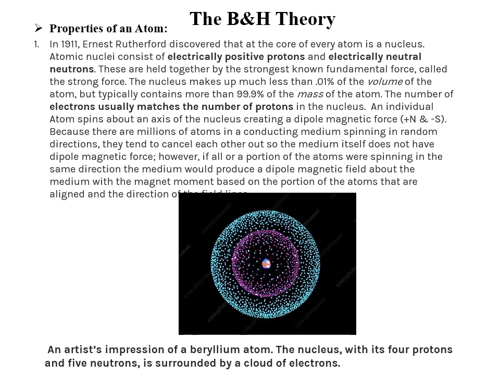All right, so here's an artist's rendition of a beryllium atom. Okay, the nucleus with its 4 protons and 5 neutrons is surrounded by a cloud of electrons. Okay, because what we're looking at here is an inner and outer sphere where these electrons are revolving around the nucleus. Okay, and they are held at a radius.